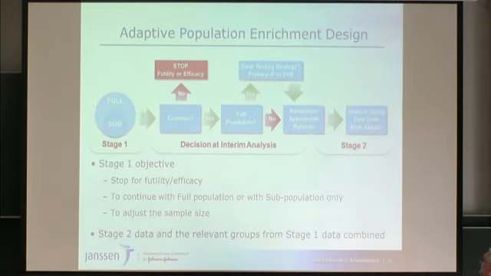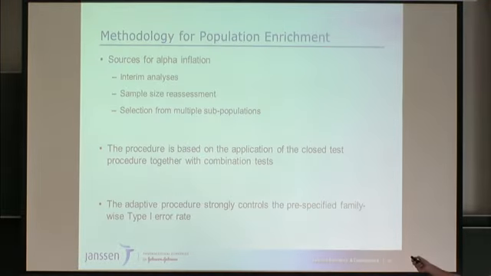Methodology is simple. For example, we have several sources of alpha type 1 error inflation, and we need to deal with each of them. So first of all, we have interim analysis. So we need to adjust for interim analysis in this framework. And of course, we do that through error spending or boundary, whatever. Sample size reassessment, we have to deal through combination of p-value from first stage and second stage. And then selection from multiple subpopulation, that's another source of multiplicity, and you deal with it through a closed testing principle, exactly like Chris was explaining.